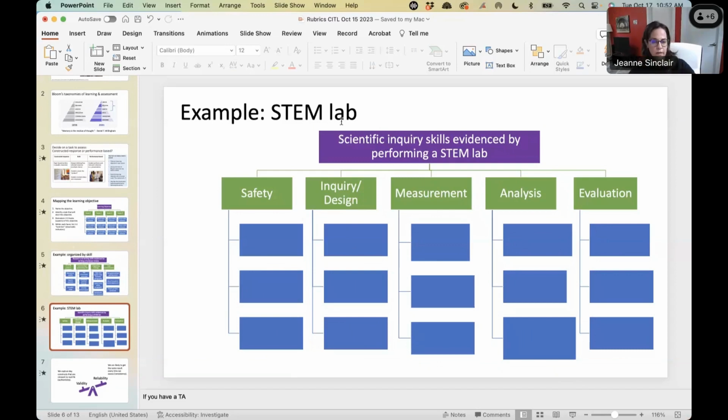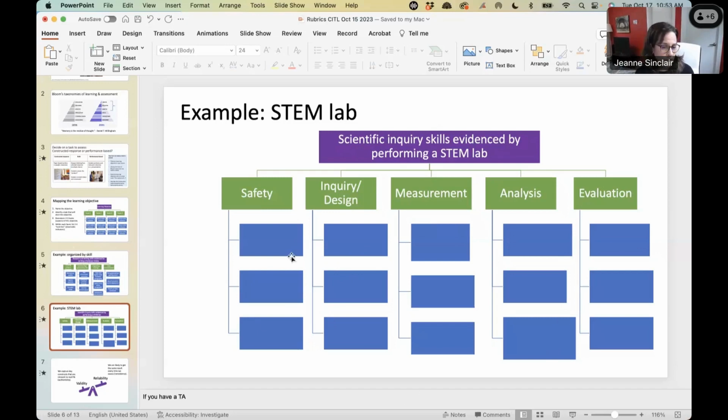What if we wanted to evaluate their lab in a STEM field? So this would be a very large objective, obviously: scientific inquiry skills, evidenced by performing a STEM lab. And I have as the facets safety, inquiry and design of the experiment, the measurement, analysis and evaluation, and conclusion, right? I'm not in the STEM field, so I'm not going to try to fill in all of these look-fors, but I think you can envision what they might be.